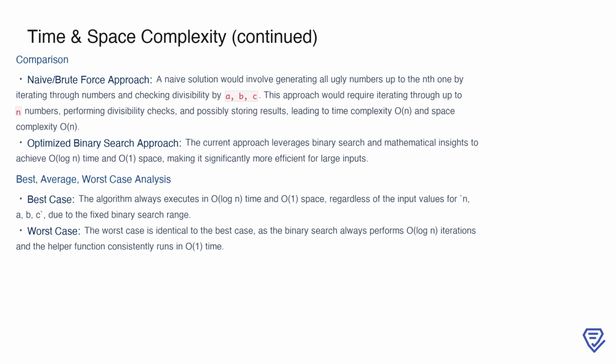In contrast, the optimized binary search approach leverages mathematical insights to achieve a much more efficient O(log n) time and O(1) space. This makes it significantly more scalable for larger inputs. Additionally, when considering best, average, and worst case scenarios, the algorithm always runs in O(log n) time and O(1) space, regardless of the input values for n, a, b, c. This consistent performance is due to the fixed range of the binary search and the constant time helper function.